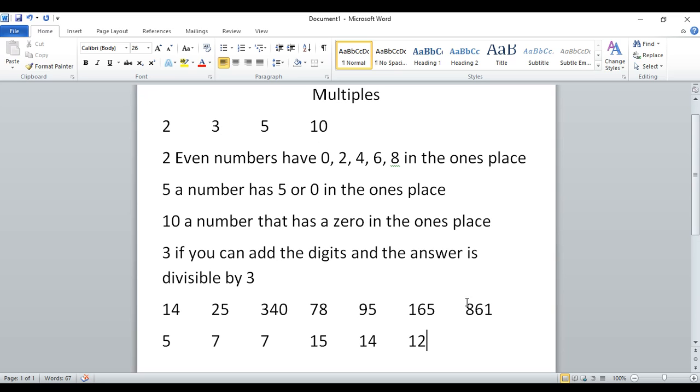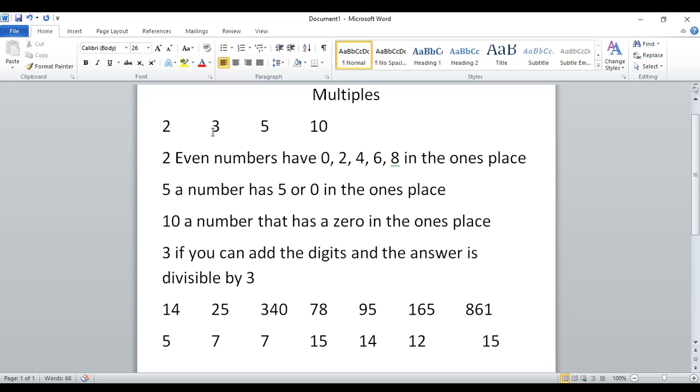So let's look at our next number, 861. Is it a multiple of 3? What is 8 plus 6? 14 plus 1 is 15. Will 3 go into 15 equally without a remainder? It sure will. We'll go in 5 times. So that means 861 is a multiple of 3. And if we got out our calculator and did 861 divided by 3, we would come up with 287.